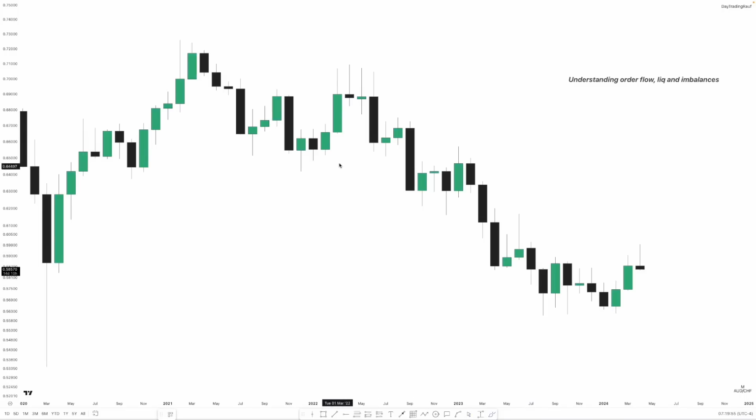So let's look at this fractal right here. You can see on AED CHF we have been trading lower. This is also known as the downtrend. However, we are going to go a bit more into detail.